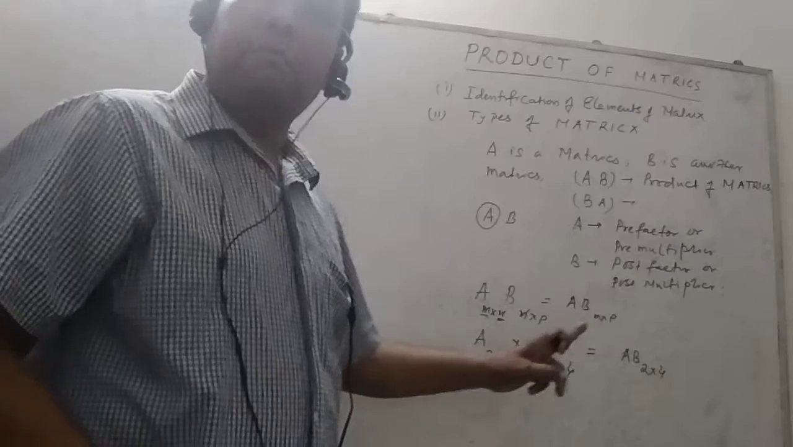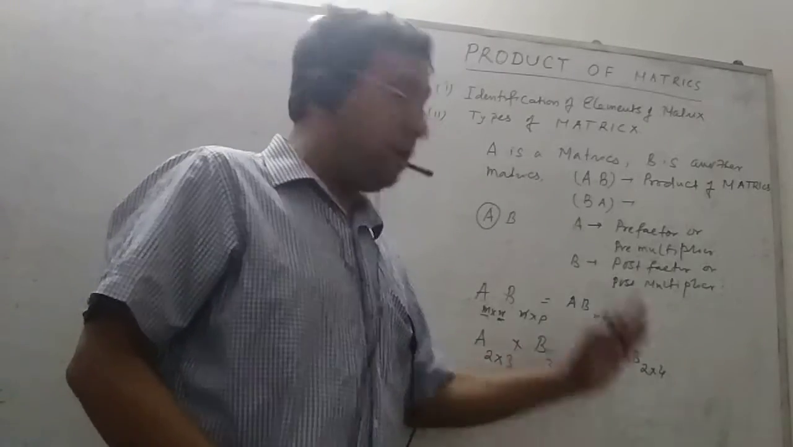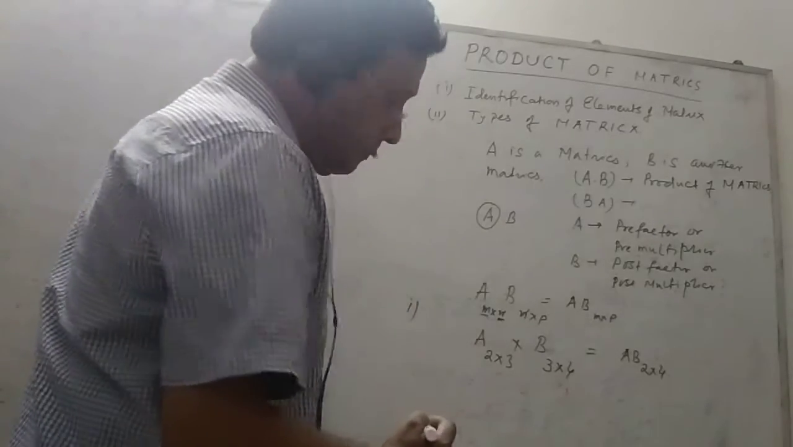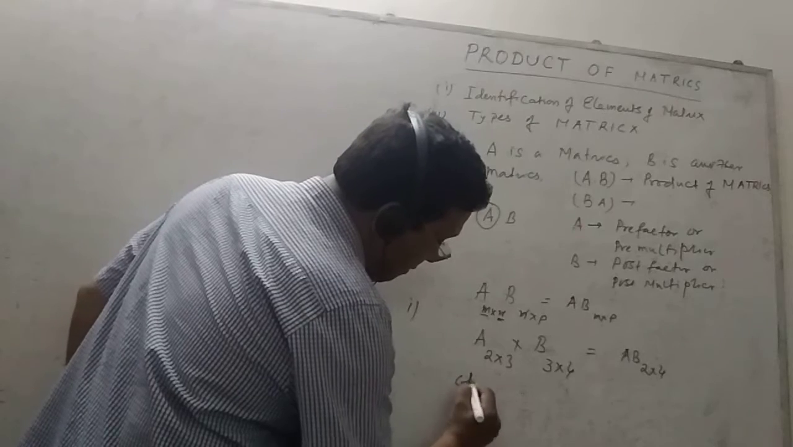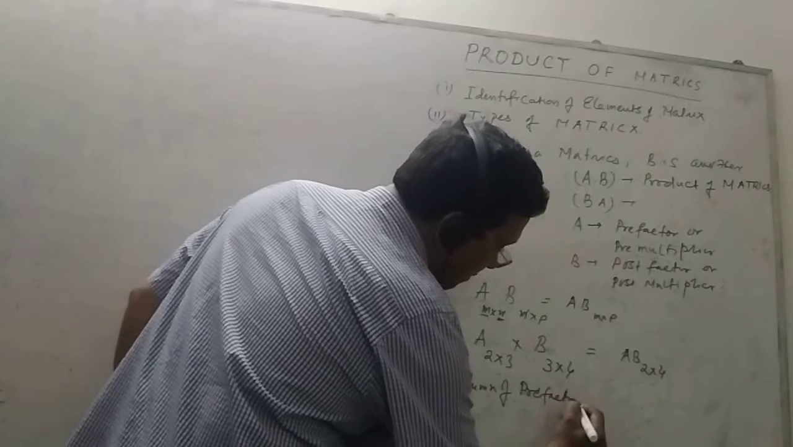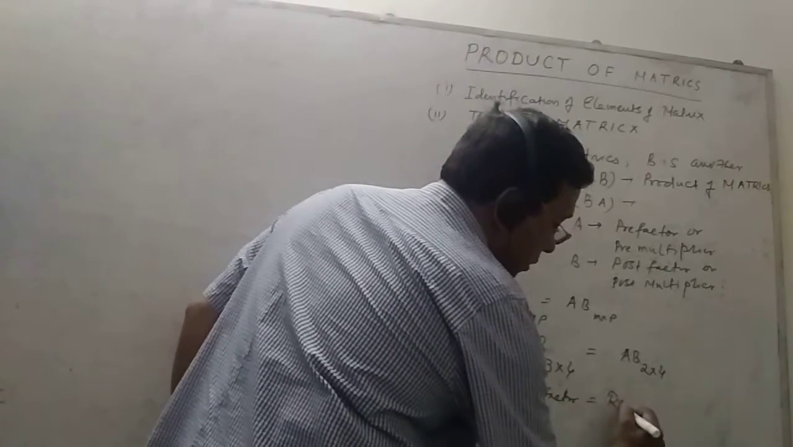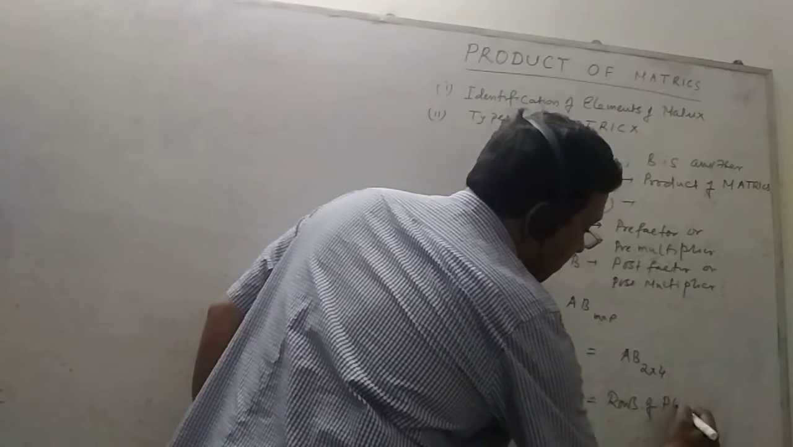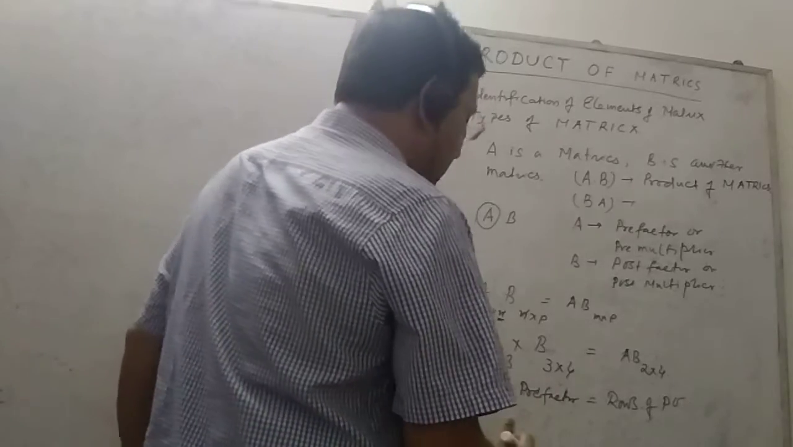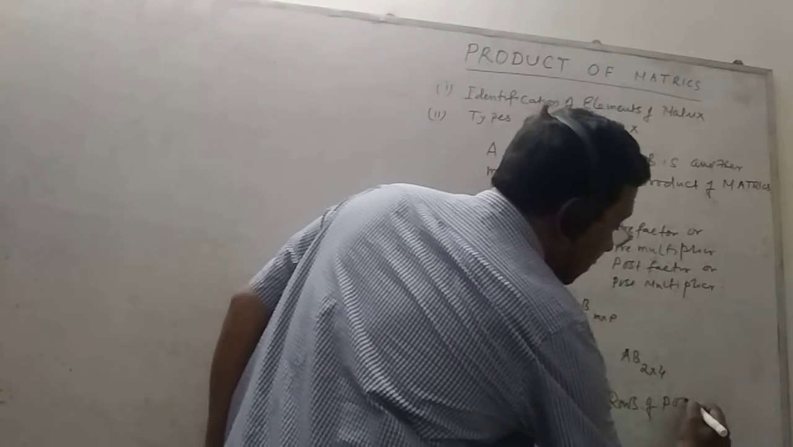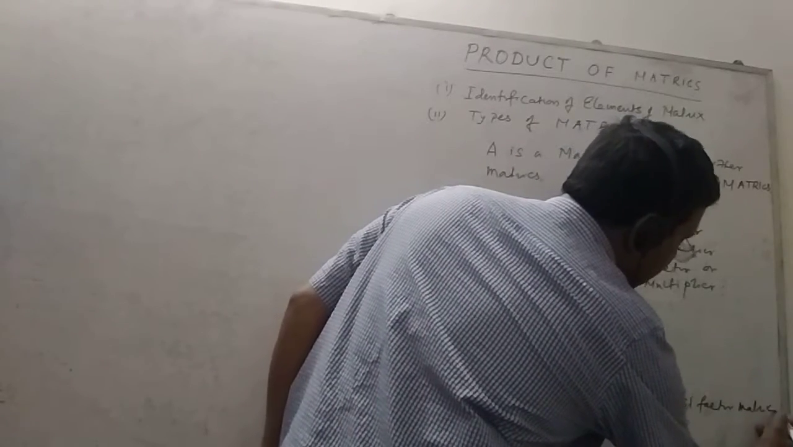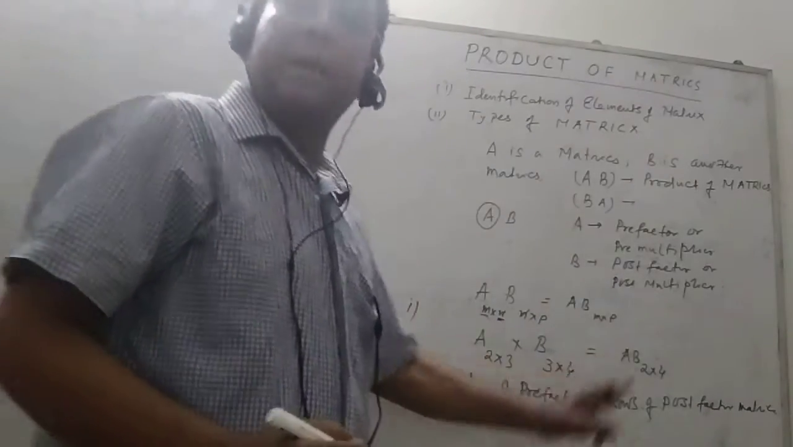I hope you understood the first concept, a very, very important concept that we have to learn. So I write over here that the number of columns of the prefactor matrix must be equal to the number of rows of the post factor matrix. This has to be the same.